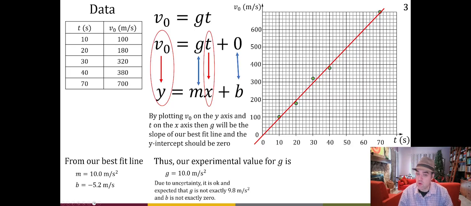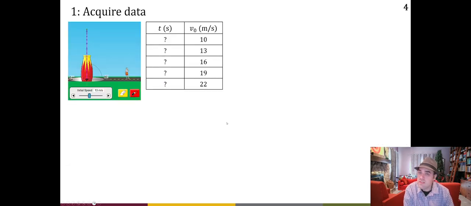In fact, due to uncertainty, it's okay and expected that the g value won't be exactly 9.8. And the y-intercept value will not always be exactly the expected value of 0 in this case. So this is the lab that we're going to be doing for this week.